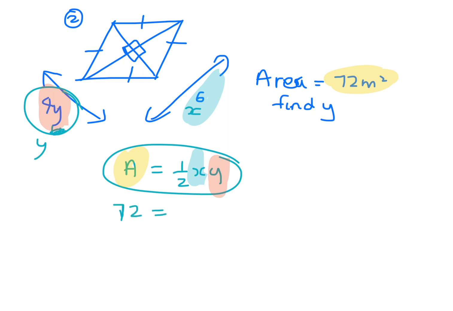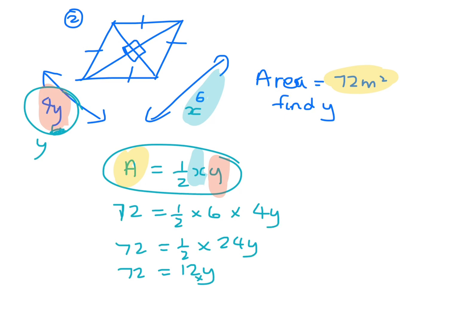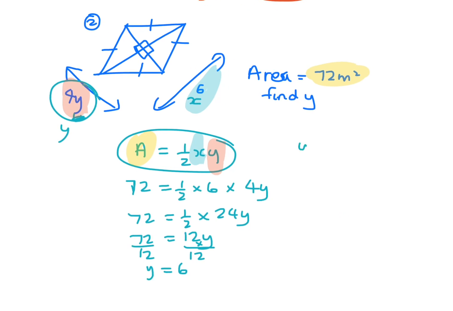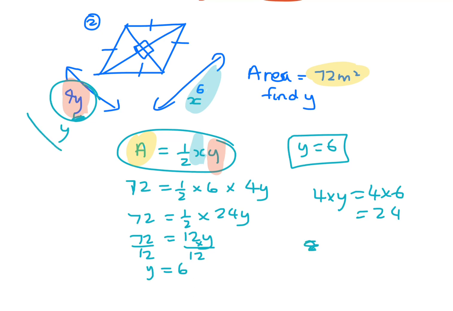Okay, so the area is 72 equals a half times the x, which is 6, times the y, which is 4y. So a half times, 6 times 4 is 24, so it's 24y. A half of 24 is 12, so that's 12y. And then you need to get rid of the 12, so divide by 12. 72 divided by 12 is 6. So that means that y is equal to 6. So the diagonal of 4y would be 4 times 6, which is 24. And the other diagonal is 6. So the diagonals are actually 6 and 24.